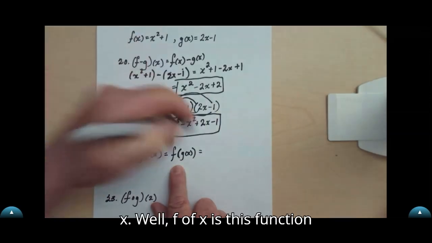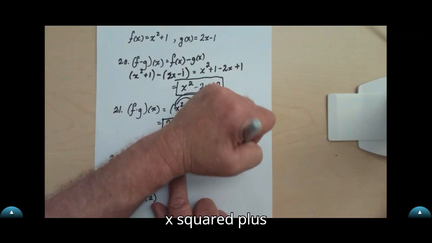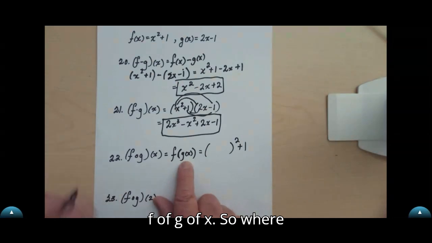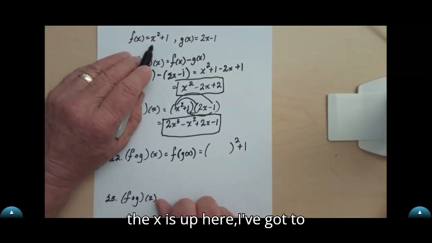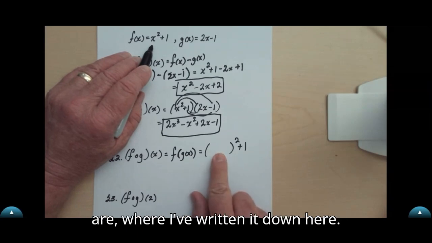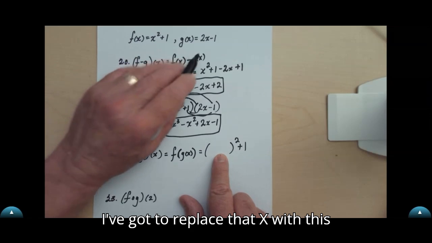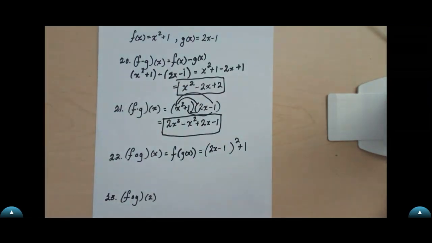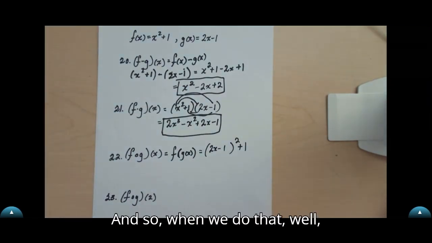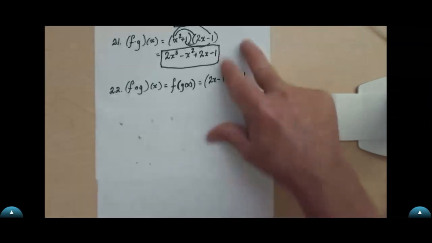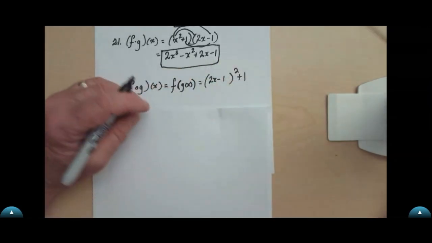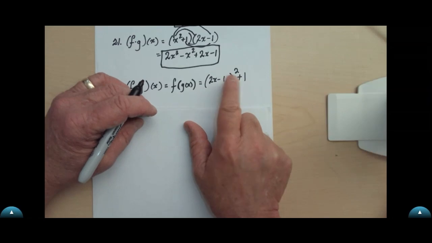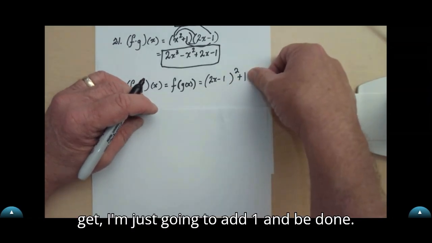Well, f of x is this function x squared plus 1. But this is f of g of x. So where the x is up here, where the parentheses are, I've got to replace that x with this entire function g of x, which is 2x minus 1. And so when we do that, I'm going to do some scratch work because I've got to do 2x minus 1 in parentheses squared, right? And by the way, once I do that, whatever I get, I'm just going to add 1 and be done.